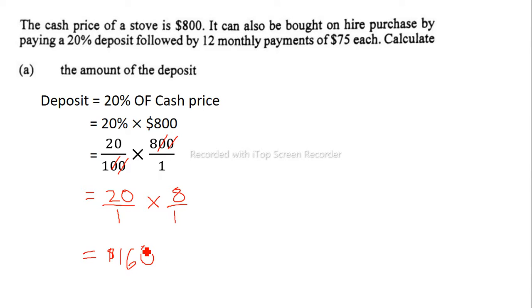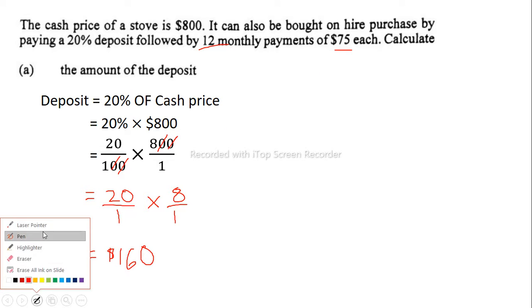So you have to first pay a $160 deposit before they allow you to come out of that store with this stove. After you finish paying that $160, you have to pay 12 monthly payments of $75 each. Do you think this is a good idea to pay for the stove on hire purchase? In my opinion, that's too much work. That's too much money you're spending.